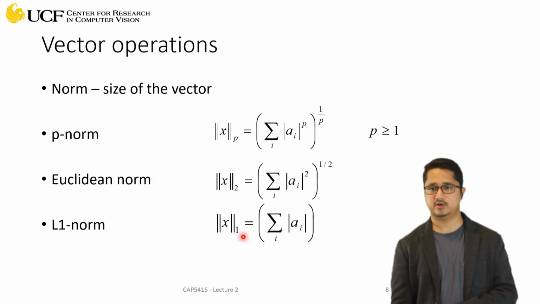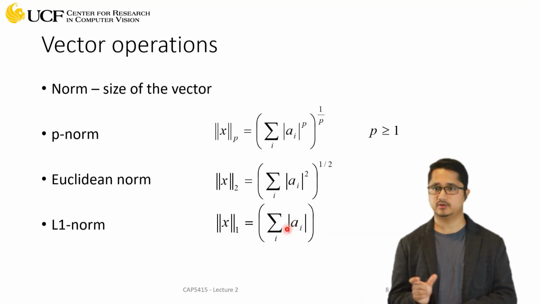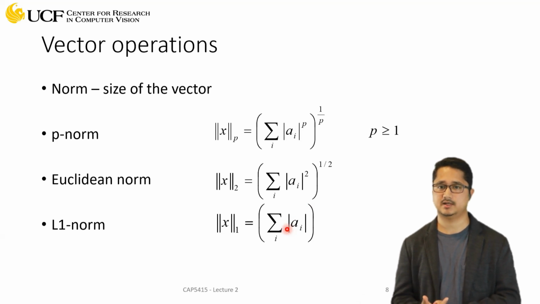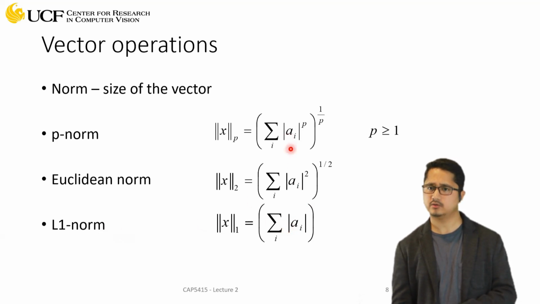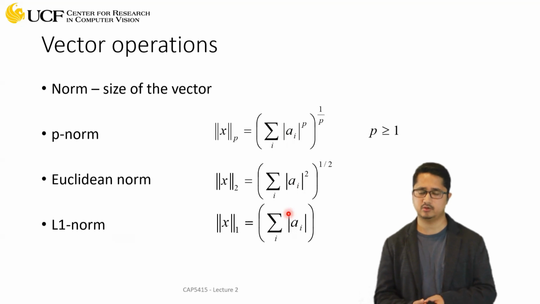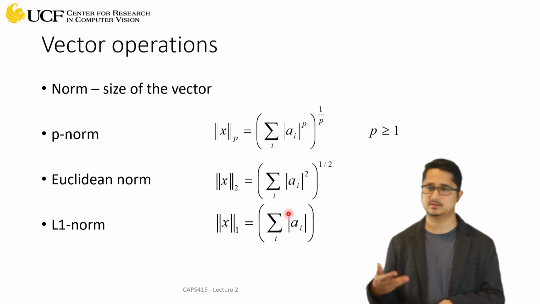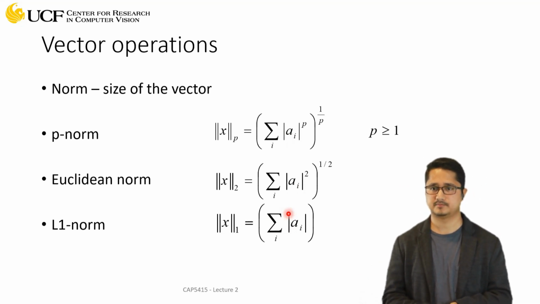And then you have L1 norm. In this case, you replace p with 1. And you can see that 1 over 1, you can just ignore this. And again, if you raise something to power 1, you can again ignore that. So basically, it's just adding the absolute values of all the elements in that vector, right? And all of these are different ways to compute the magnitude of a vector. And in some places, one is useful, in some other places, another is useful.